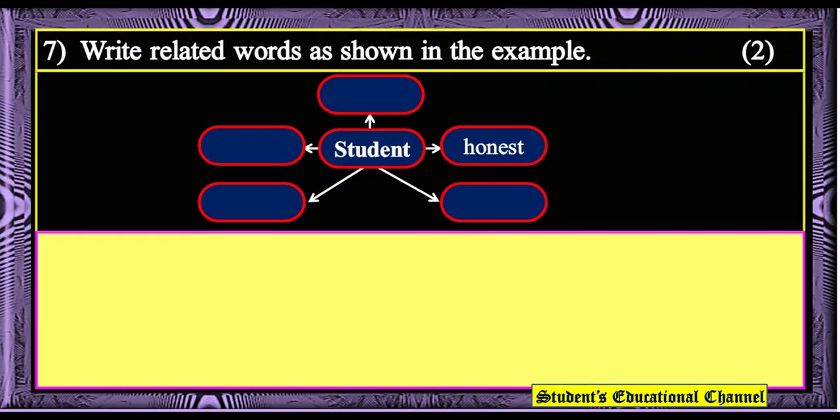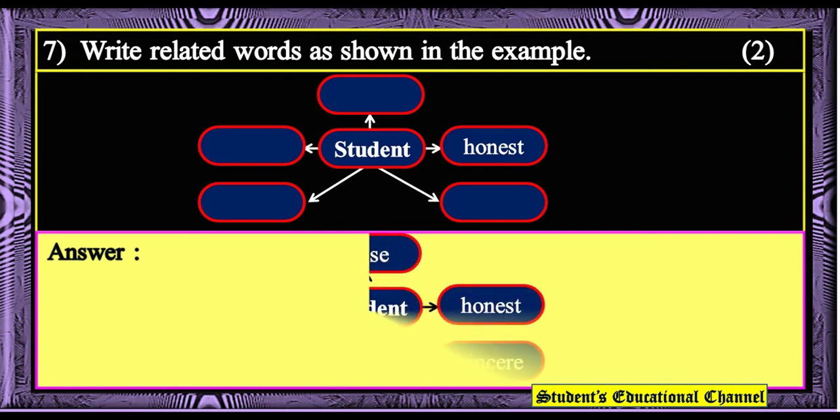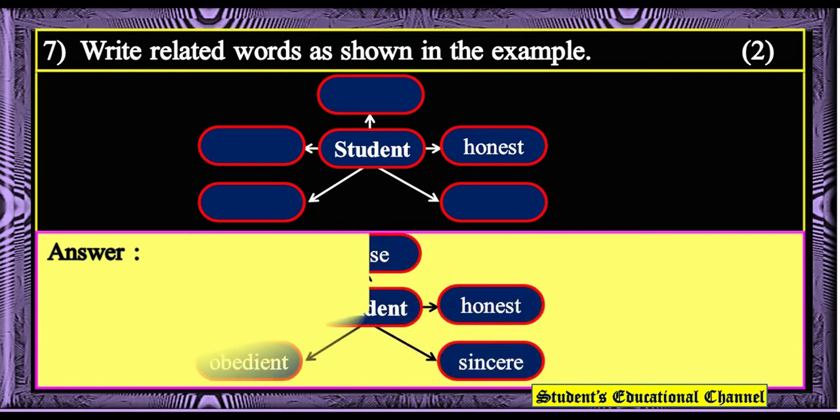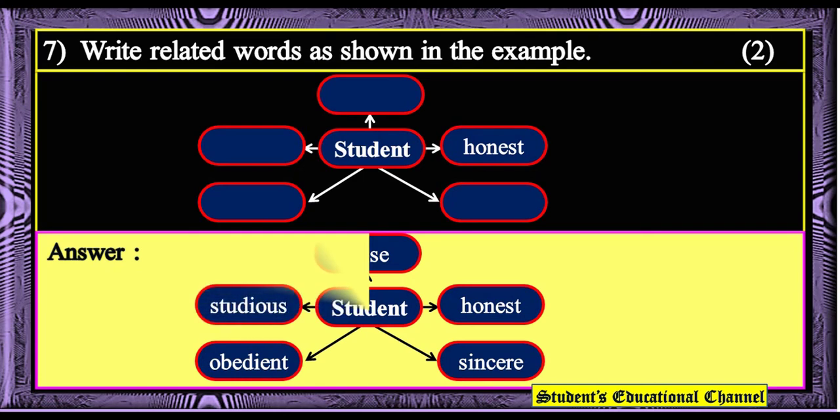Seventh, write the related words as shown in the example, 2 marks. Student, honest. Answer: student, honest, sincere, obedient, studious, wise.